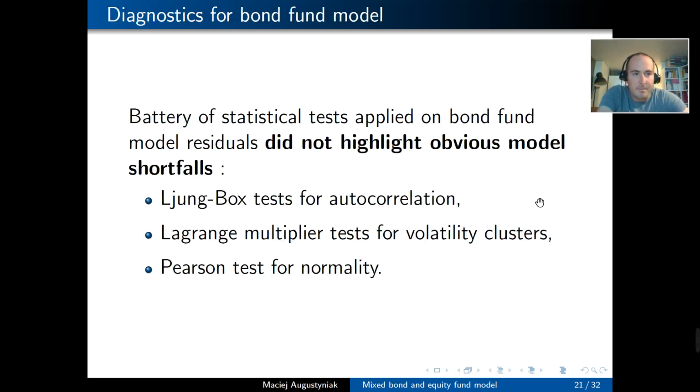And for the equity part and mutual fund part, we ran a battery of statistical tests on model residuals, and these did not highlight any obvious model shortfall. We applied the Ljung-Box test for the correlations, the Lagrange multiplier test for volatility clusters, and the residual Pearson tests to test the normality of residuals, etc. And all these seem to indicate that the fit of our model was adequate for our data set.